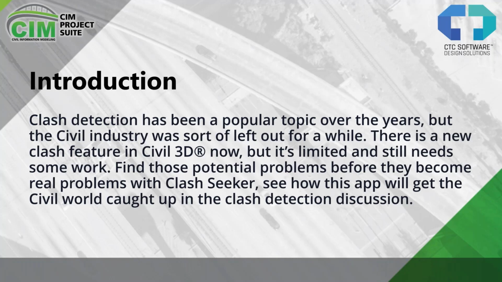So clash detection has been a popular topic over the years, but the civil industry was sort of left out for a while. There's a new clash feature, interference checker, in Civil 3D now, but it's limited and still needs some work. We can find those potential problems before they become real problems with ClashSeeker. We'll see how this app can get the civil world caught up in clash detection.